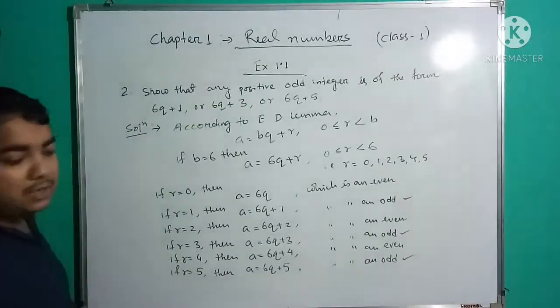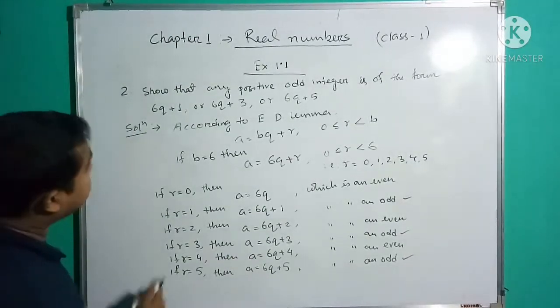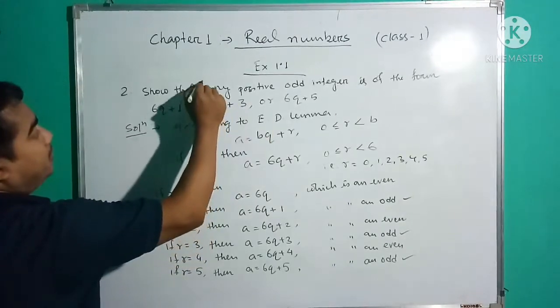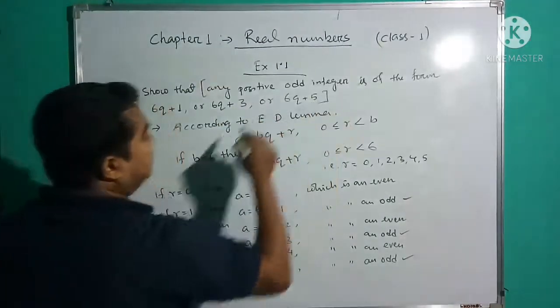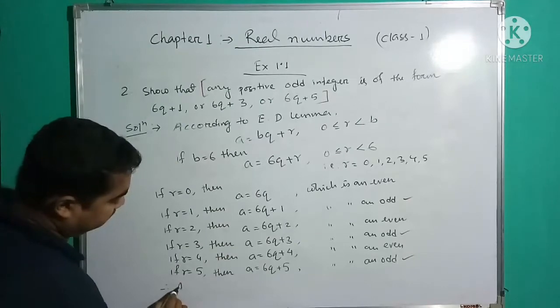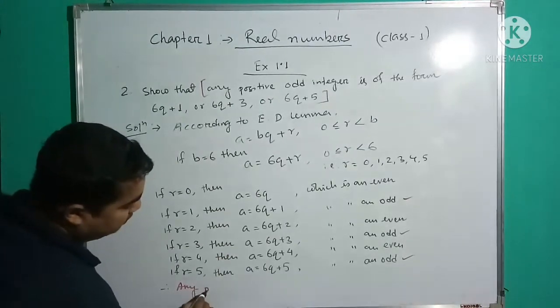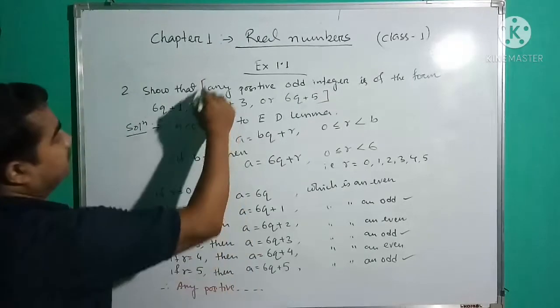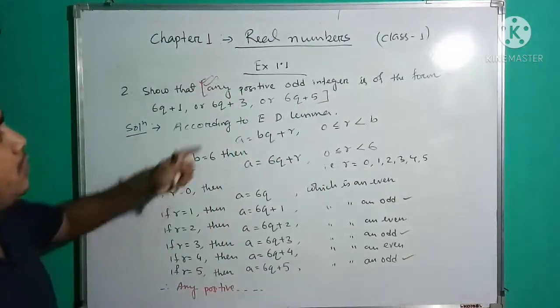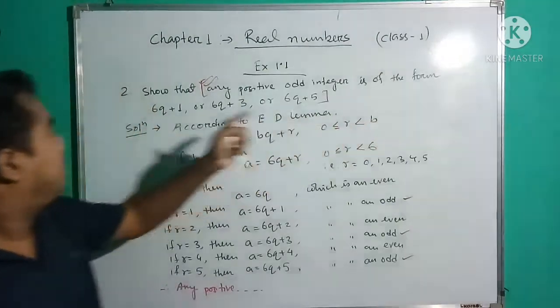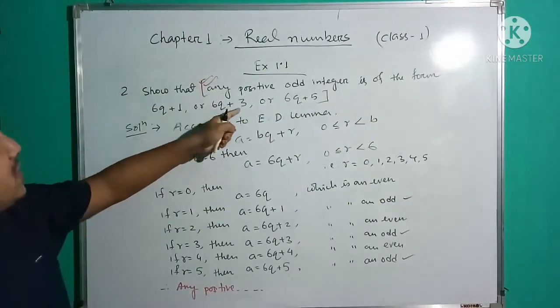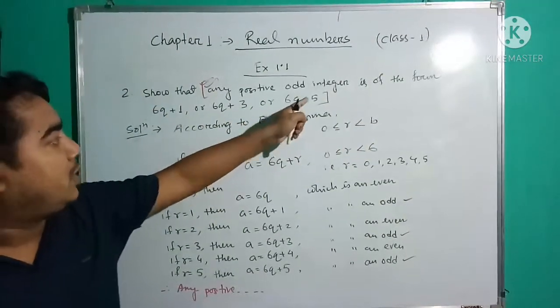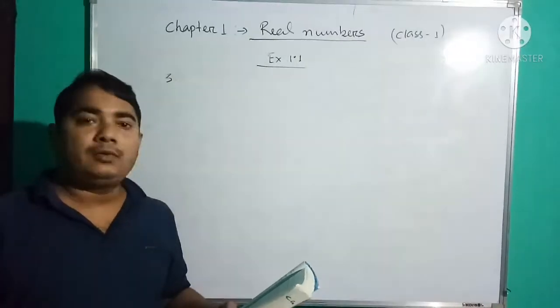So you can write the sentence from the question, right? Therefore, write from this one to the last step. Therefore, any positive odd integer is of the form 6q plus 1 or 6q plus 3 or 6q plus 5.